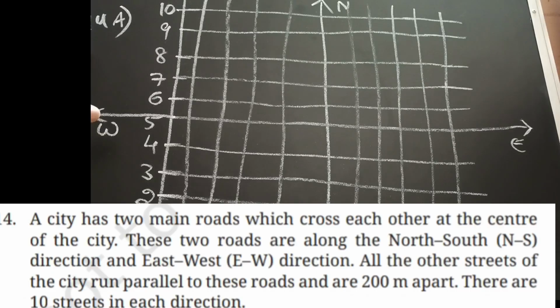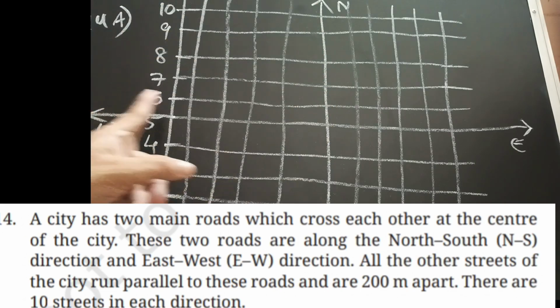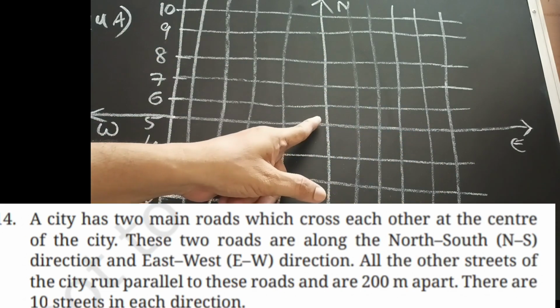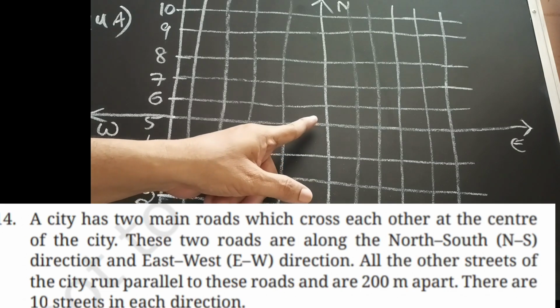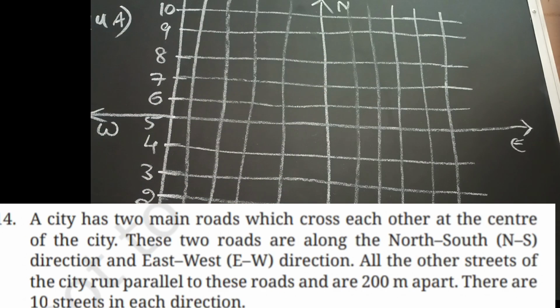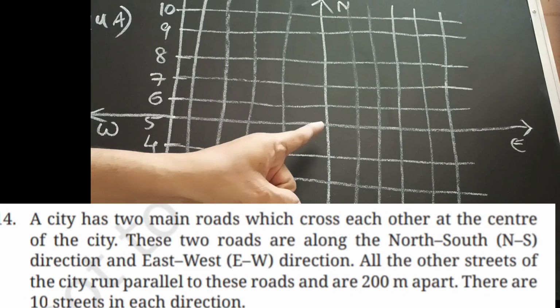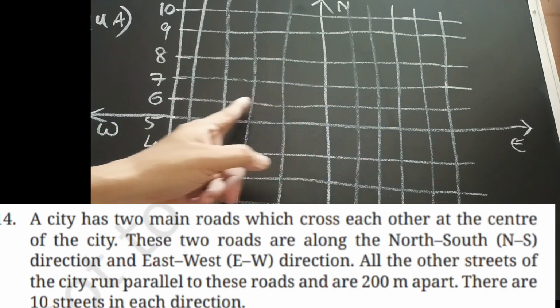This 14th question. A city has two main roads which cross each other at the center. So these are the two main roads which cross each other at the center of the city. These two roads are along north-south. This is north direction, this is south direction, and east-west, east direction and west direction.